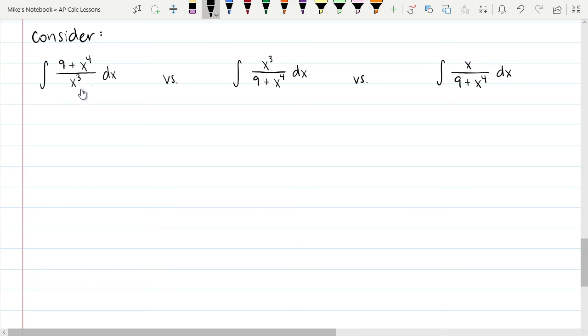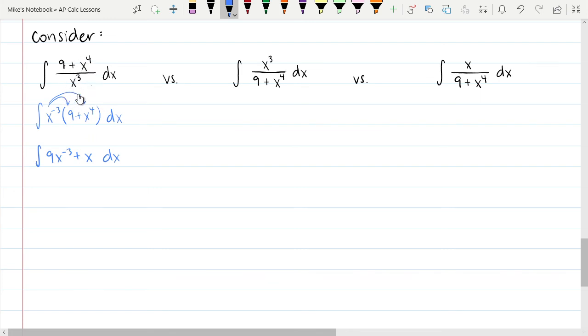In a situation like that, what I would expect you to do is to rewrite this as x to the negative 3rd times (9 plus x to the 4th) dx, so that now you can just distribute the x to the negative third, and you would have the integral of 9x to the negative third plus just an x to the first dx. And now you could just integrate this term by term using the reverse power rule.